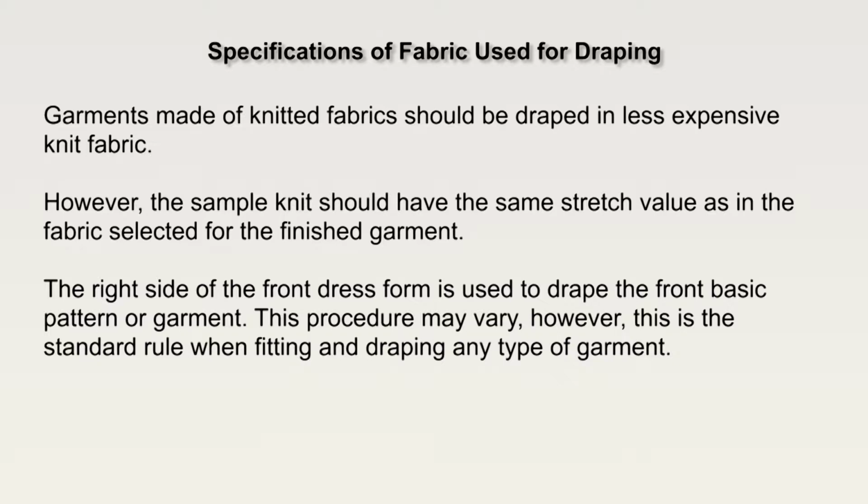Garments made of knitted fabrics should be draped in less expensive knit fabric. However, the sample knit should have the same stretch value as in the fabric selected for the finished garment. The right side of the front dress form is used to drape the front basic pattern or garment. This procedure may vary. However, this is the standard rule when fitting and draping any type of garment.